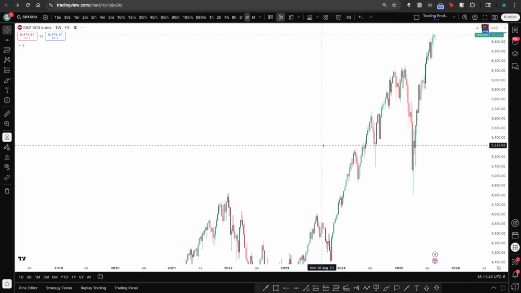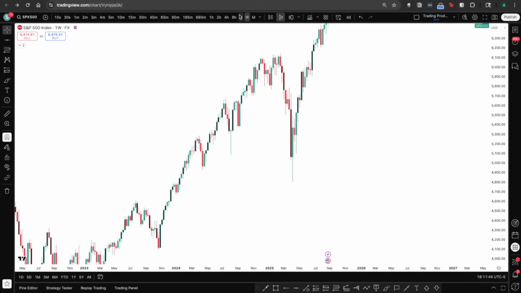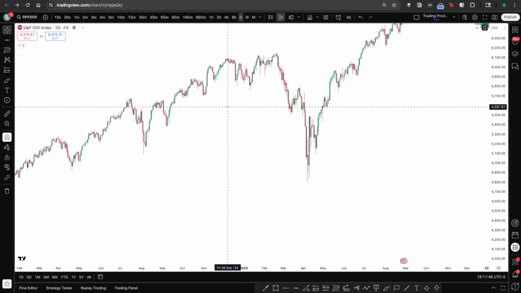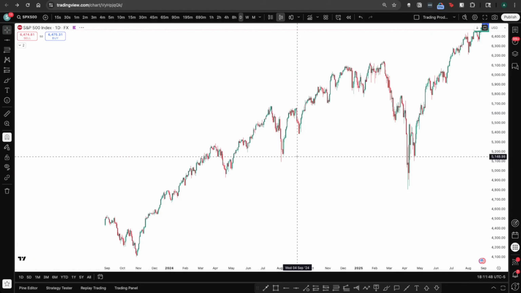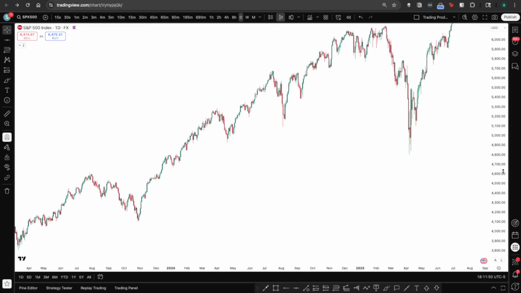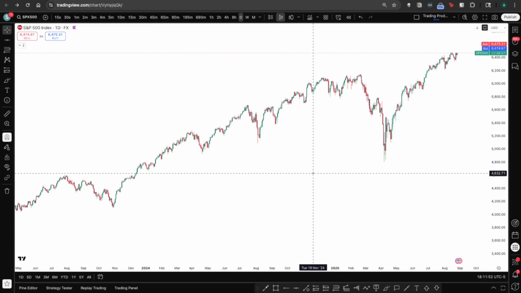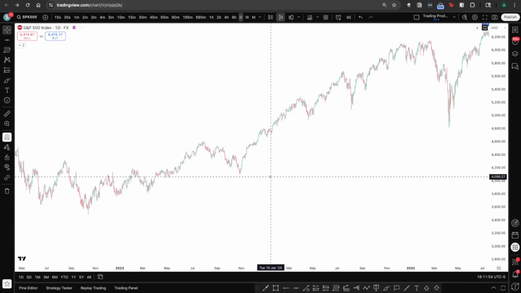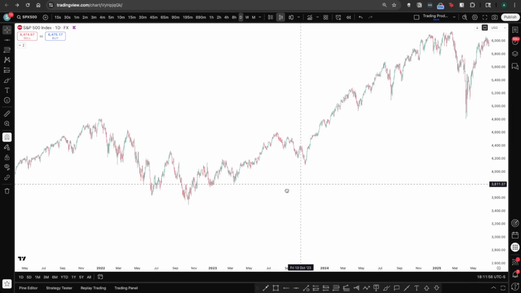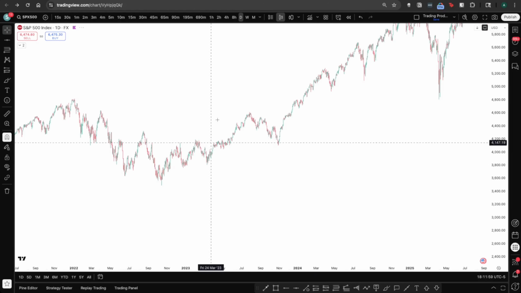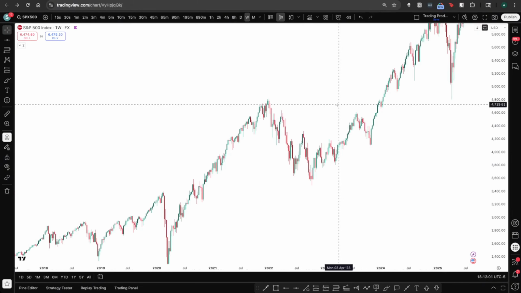So for me, this is the SPY chart, and I'm going to start on the daily time frame, and draw a couple key levels and kind of just explain how I spot these key levels. All right, so let's start on the weekly time frame actually.